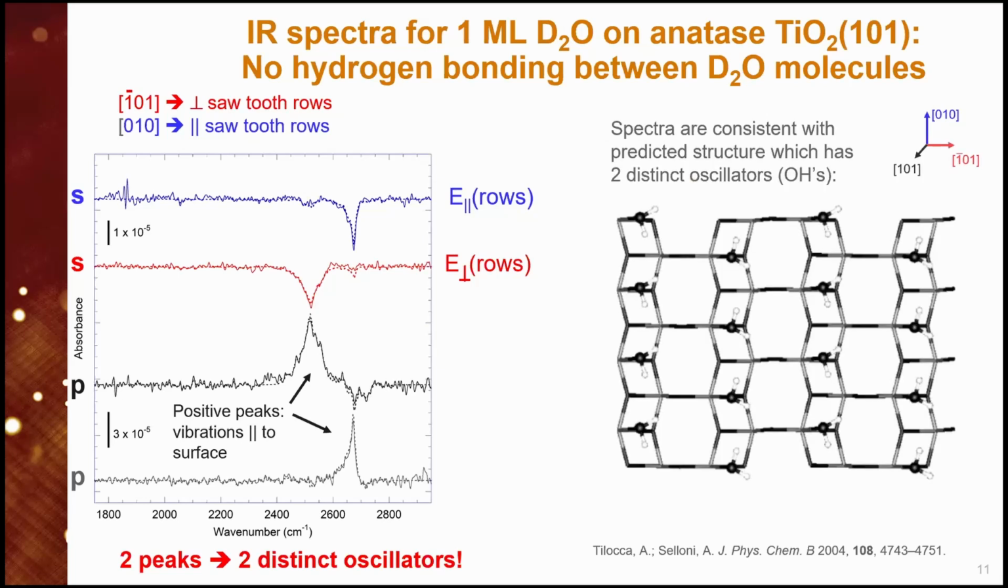And this was Annabella's calculations from a long time ago. Well, guess what? There's like 2 oscillators there. Those are the 2 oscillators across the row and along the row, more or less. But they're not quite, and I'll go over that next.